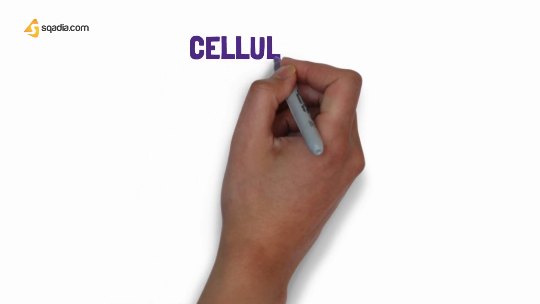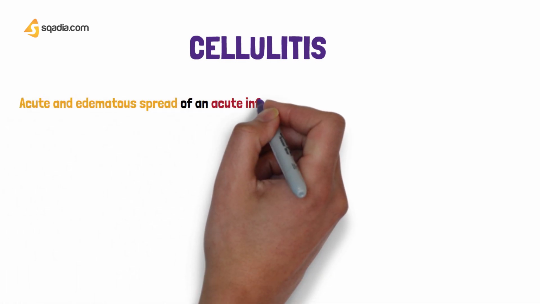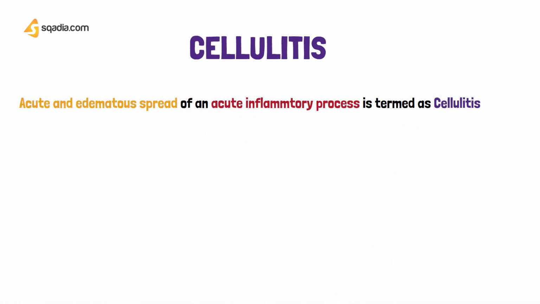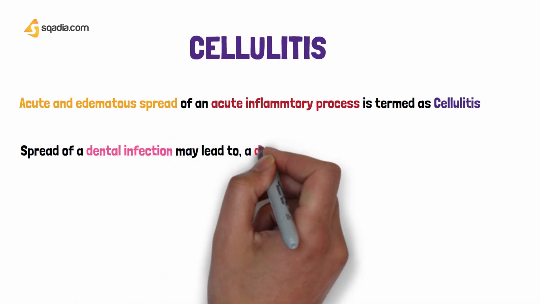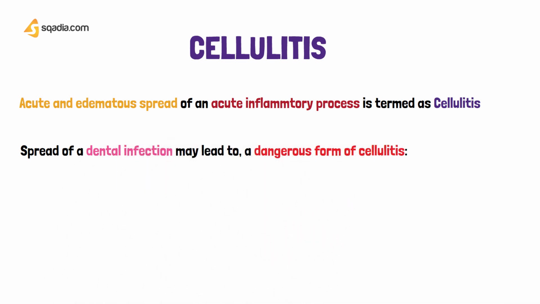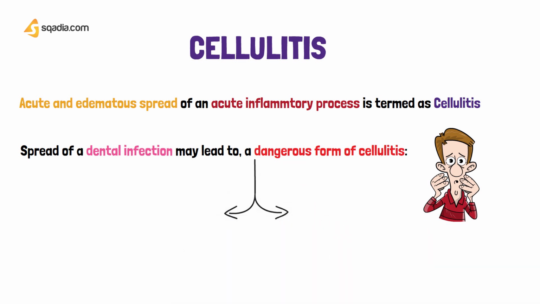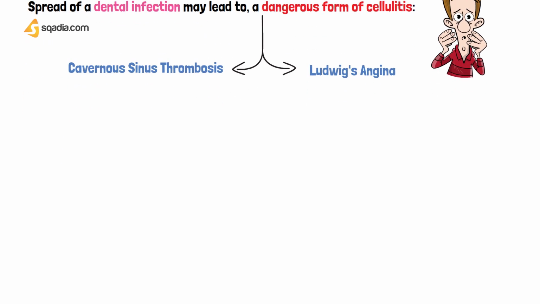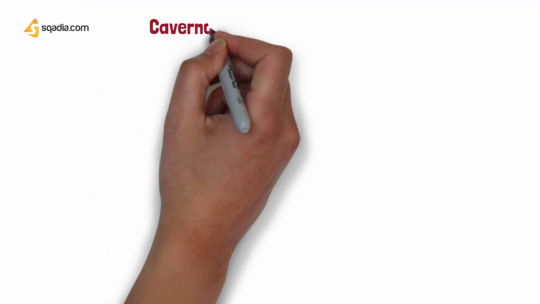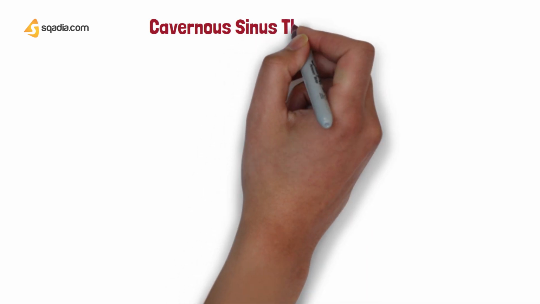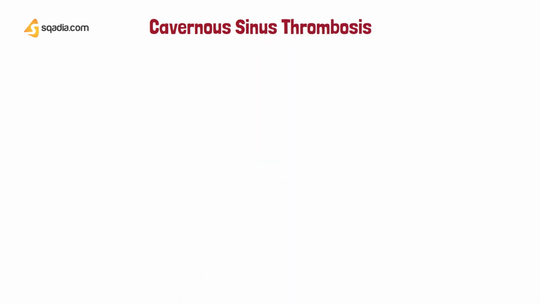Hello everyone. Today the topic that we'll be talking about is cellulitis. Cellulitis is an acute and edematous spread of an acute inflammatory process. It usually occurs due to a dental infection and it may lead to a more serious complication. The two types of cellulitis are the Cavernous Sinus Thrombosis and the Ludwig's angina. Today in this video we will be specifically talking about Cavernous Sinus Thrombosis.